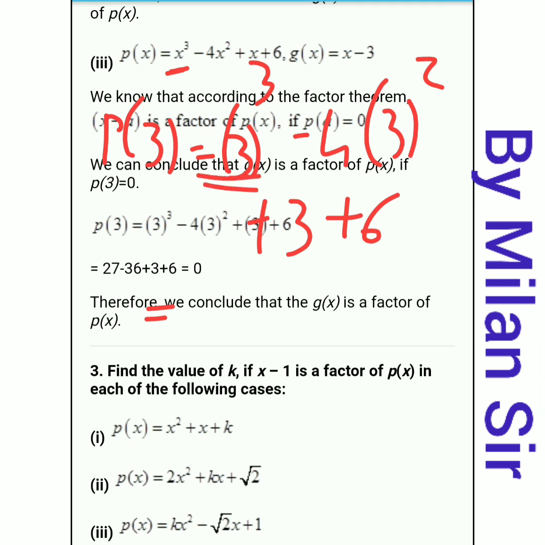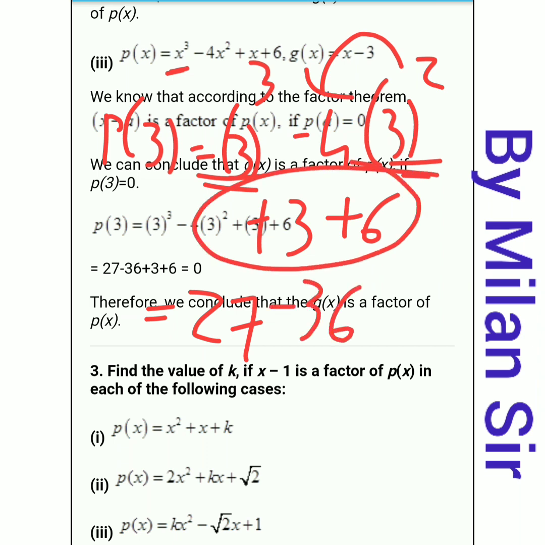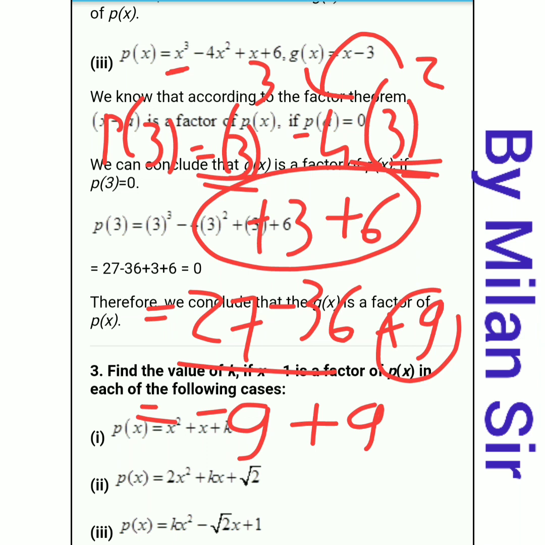Now 3 cube means 3 multiply 3 multiply 3. 3 threes are 9, 9 threes are 27. Here 3 square is 9 and 9 fours are minus 36. Here 6 plus 3 is 9. Okay, so finally we have 27 minus 36 plus 9. Now plus minus minus, 36 minus 27 is 9. Bigger number sign is negative, and at last we have plus 9, as it is. Now minus 9 plus 9 cancel and the answer is equal to 0.